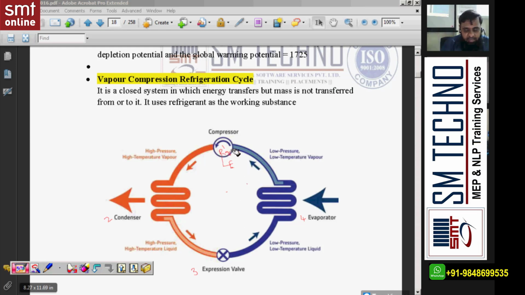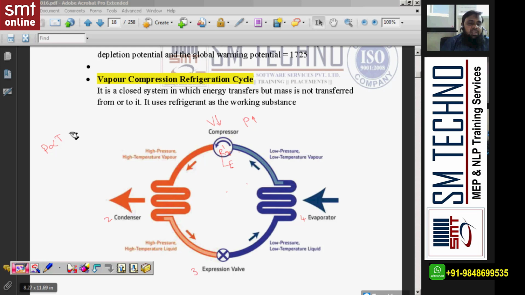So refrigerant in compressor in the liquid form. When you switch on the compressor, what happened? First of all, volume. When you compress something, volume will decrease, right? Volume decreases. And what happened to pressure? Pressure increases. And you know this pressure is directly proportional to temperature, na?